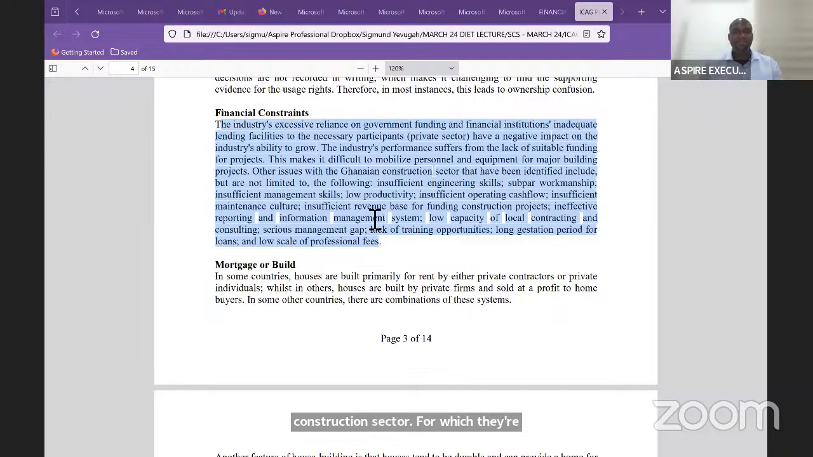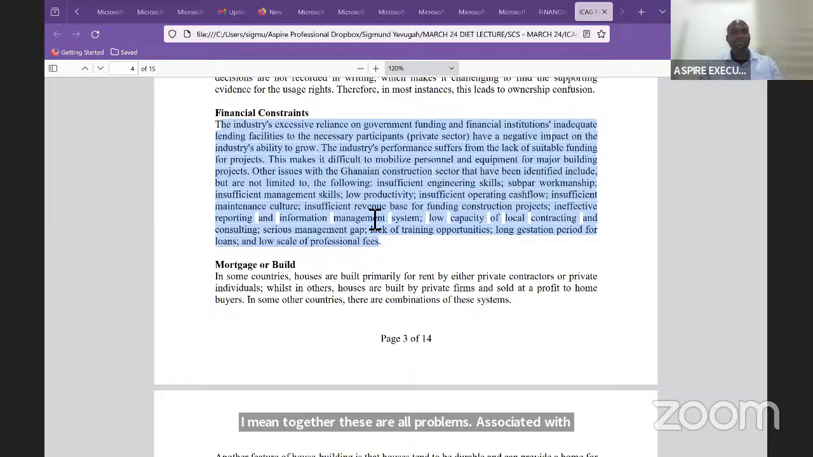Insufficient management skills is a threat, low productivity, insufficient operating cash flows, insufficient maintenance culture, insufficient revenue base for the funding of what? Of new projects. Is that clear? Ineffective reporting and management information system, low capacity of contractors or consultants, serious management gap, lack of training opportunities, long congestion period for loans, and low scale of professionals' fees. Are we together? These are all problems associated with the industry. Clearly, they could be seen as a threat.